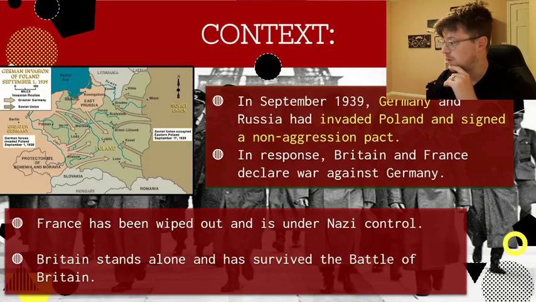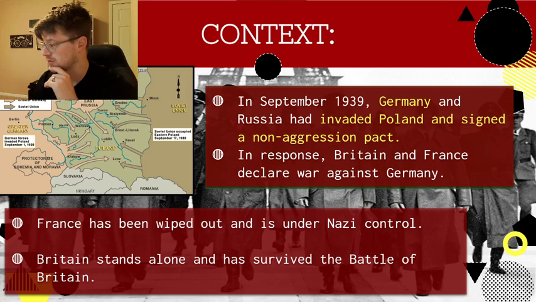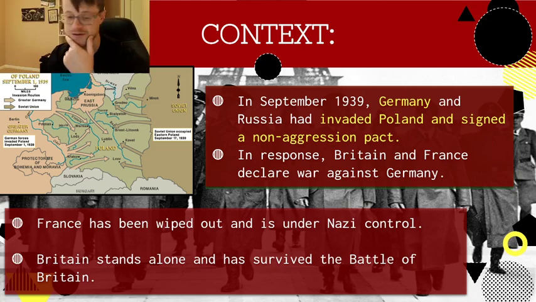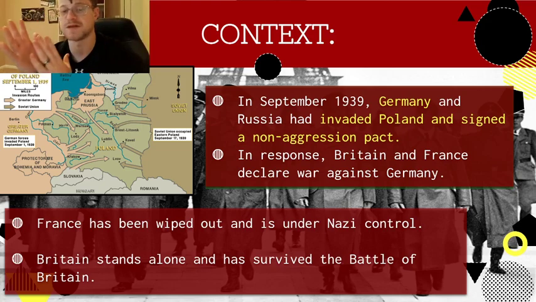All right, where we left off with talking about Germany and Russia. Let's just talk about some context here. Again, the last time that we really talked about what Germany and Russia were up to was when we were talking about them signing a non-aggression pact with each other after they had wiped out Poland.